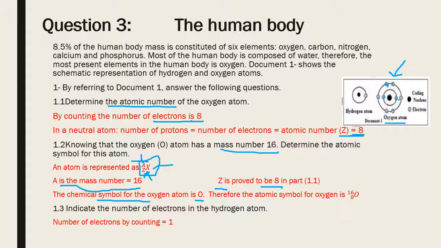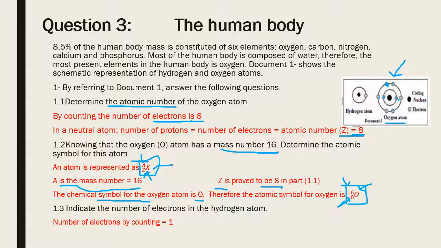Therefore, the atomic symbol of oxygen is 16, 8, O. This is the atomic symbol. This is the mass number, which is A, and this is the number of protons.